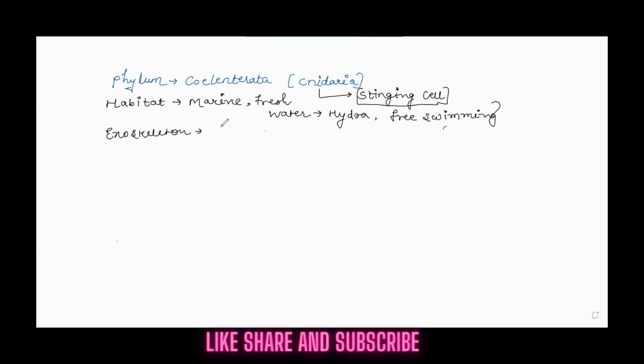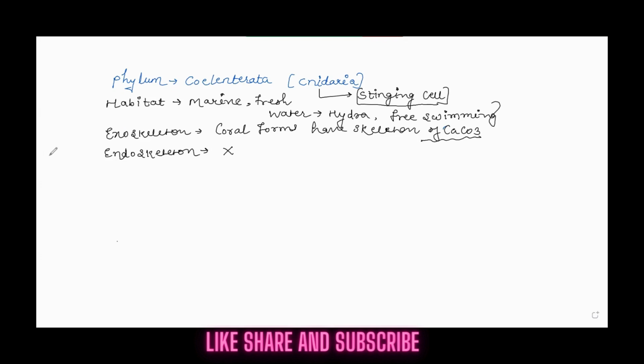So, exoskeleton here, we find coral forms, right? And they have a skeleton. Skeleton of what? That is calcium carbonate, right? So, this is again an important point. And next is their endoskeleton. So, no endoskeleton. We can write no endoskeleton here.